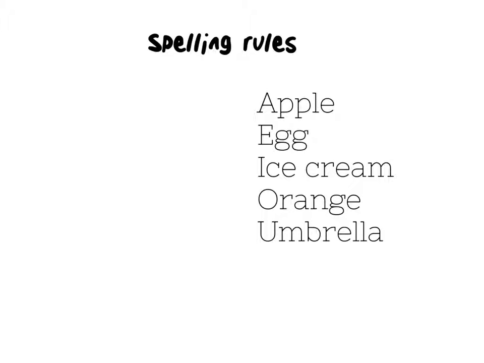Today we're going to learn about one of the spelling rules that you need to know as a writer, whether or not we use an or a. Before we can do that, we need to understand our vowels. Our vowels are A, E, I, O, and U.